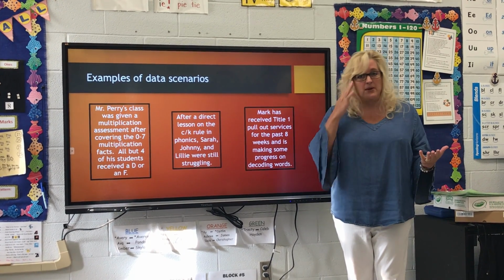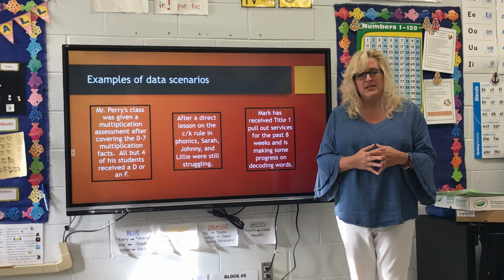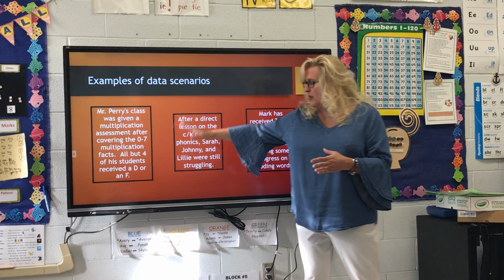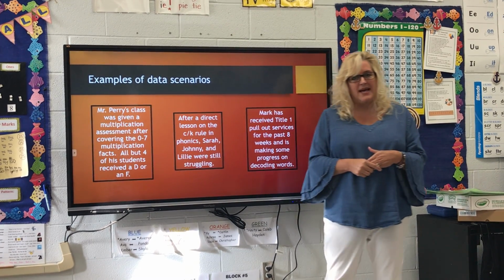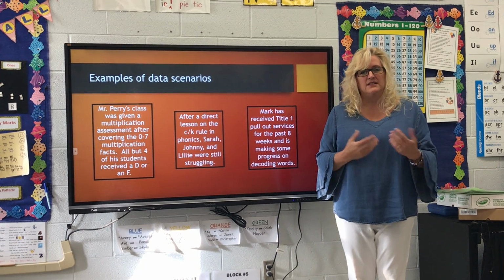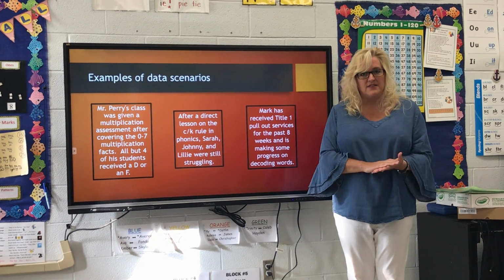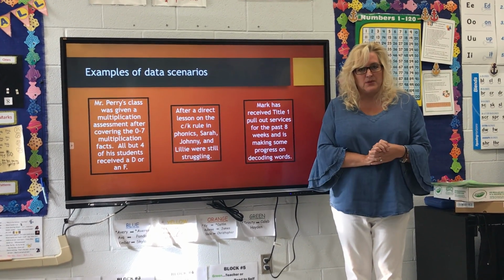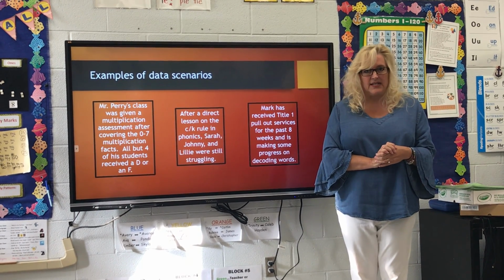And I would hope that they would discover this would probably be a tier 1 instruction. If all but 4 of the students did not pass this test, then the core instruction was not sufficient. They may need to go back and do a reteach, maybe teach this differently.